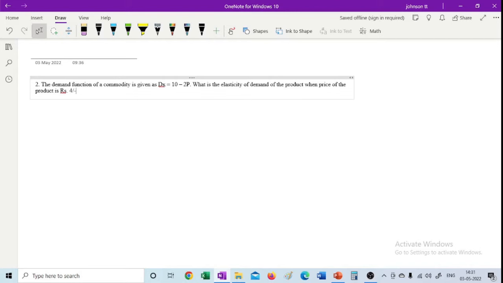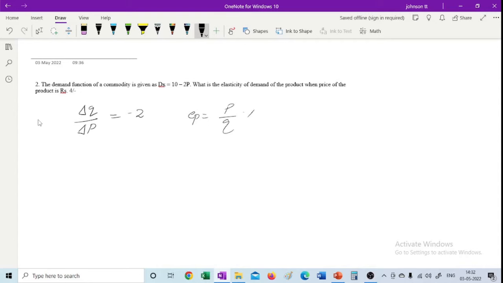So in the demand equation, we can get delta Q by delta P, that is equal to -2. Minus 2 is delta Q by delta P, that we can take from the demand equation. Then, to find the elasticity of demand, the formula is P by Q into delta Q by delta P. So we have already got delta Q by delta P.